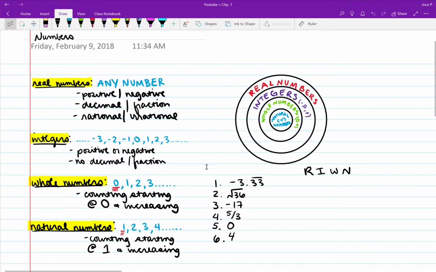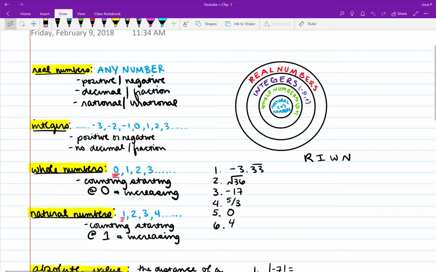Next, we have an integer. Integer is the next ring. An integer is kind of like a counting number, except that it includes negatives and positives. So they can include -3, -2, -1, 0, and so on, all the way up. They can be positive or negative, as I just said, but there is no decimal and there are no fractions.